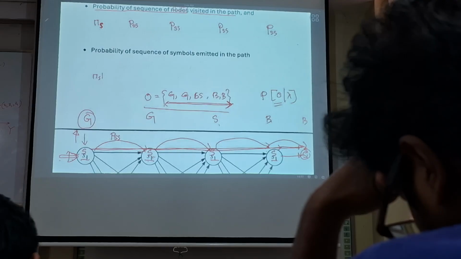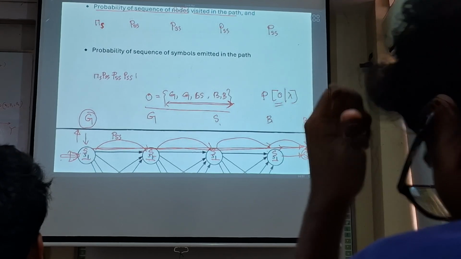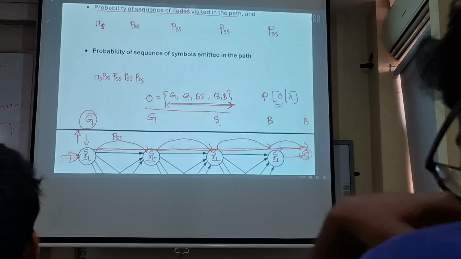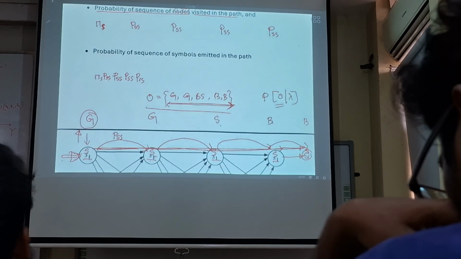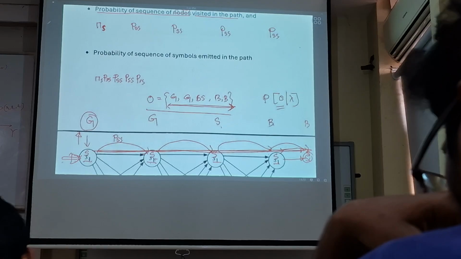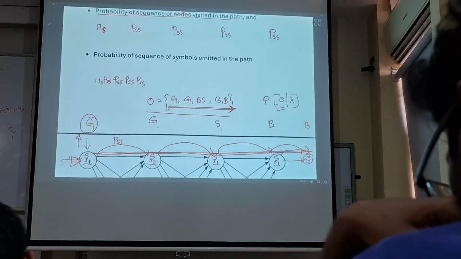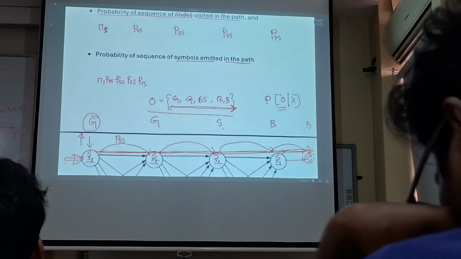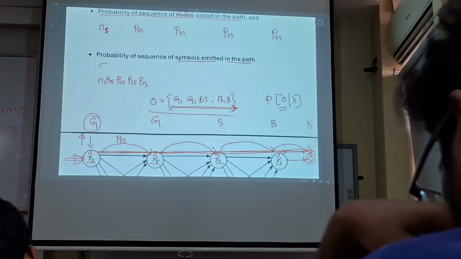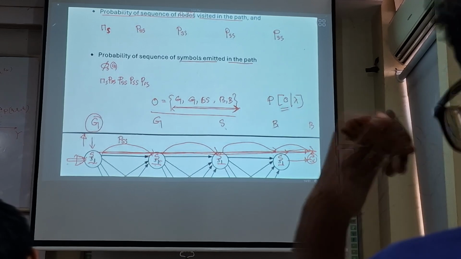φ_S, φ_SS, and so on. So this probability represents that the chain will travel in this path. And now we need to consider the probability of the sequence of symbols emitted in the path. When the chain is here in the sunny state, the probability of emitting this symbol is this one. This comes from the matrix we'll see later.